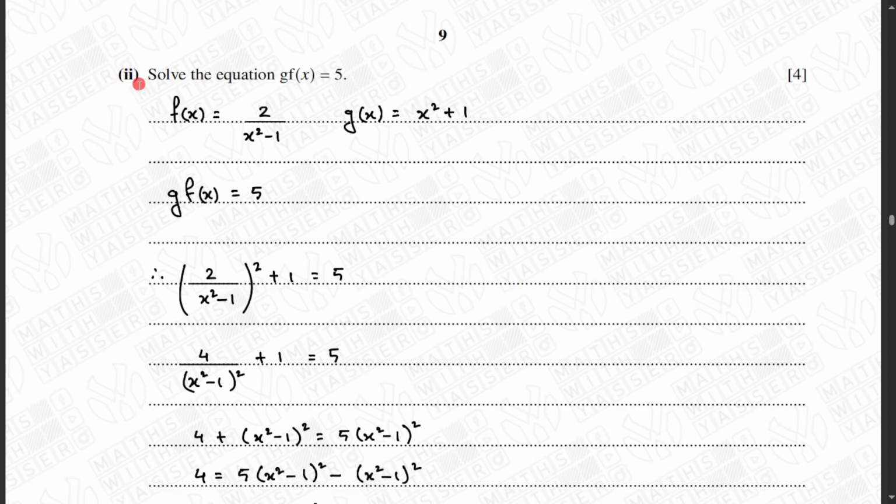The second part of the question says solve the equation gf of x equals 5. f of x is 2 over x squared minus 1 and g of x is x squared plus 1. We are given that gf of x is equal to 5. That means first we need to substitute f into g of x, which will be equal to 5. So that means (2 over x squared minus 1) whole squared plus 1 is equal to 5. That gives us 2 squared is 4 over (x squared minus 1) whole squared, plus 1 is equal to 5.